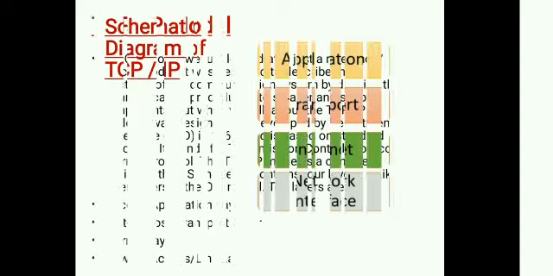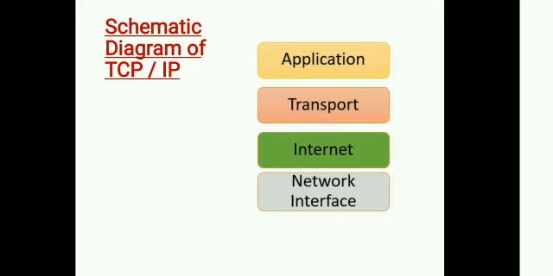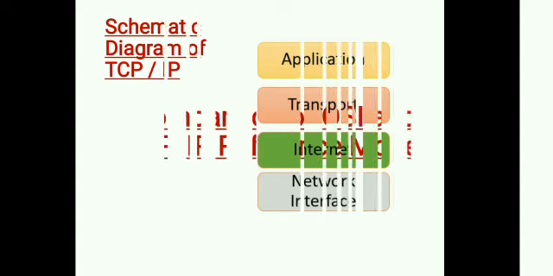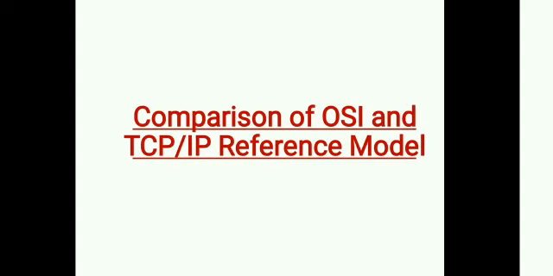Next, the schematic diagram of TCP/IP. It consists of 4 layers: application layer, transport layer, internet layer, and network interface. Now we have to discuss the comparison of OSI and TCP/IP reference model.